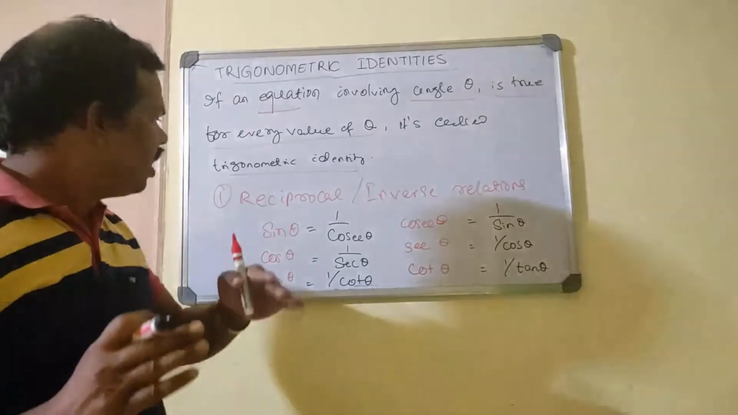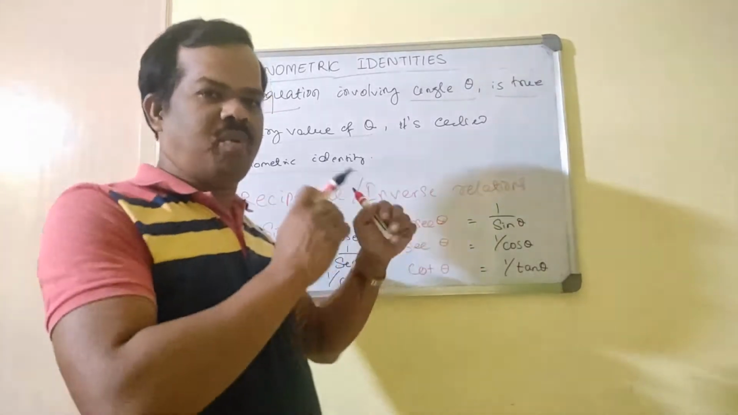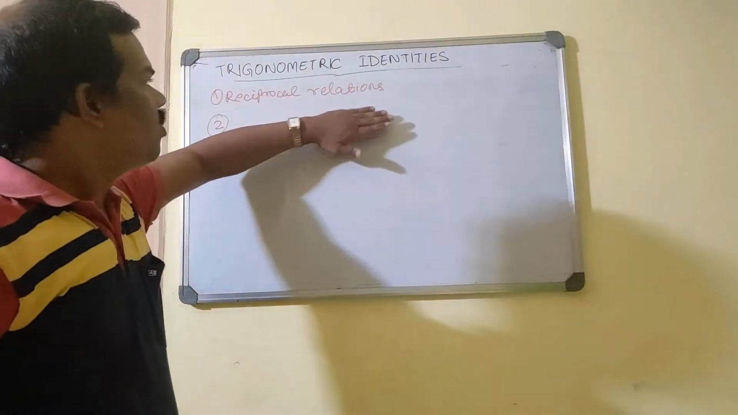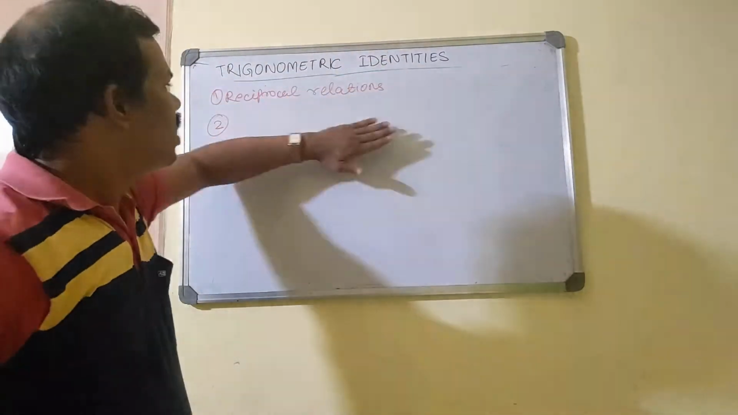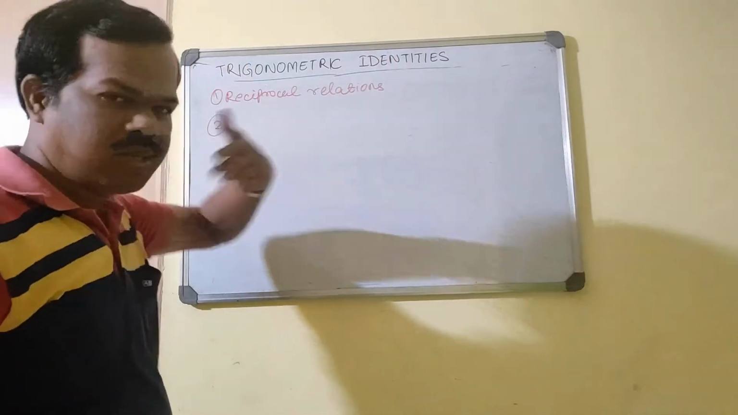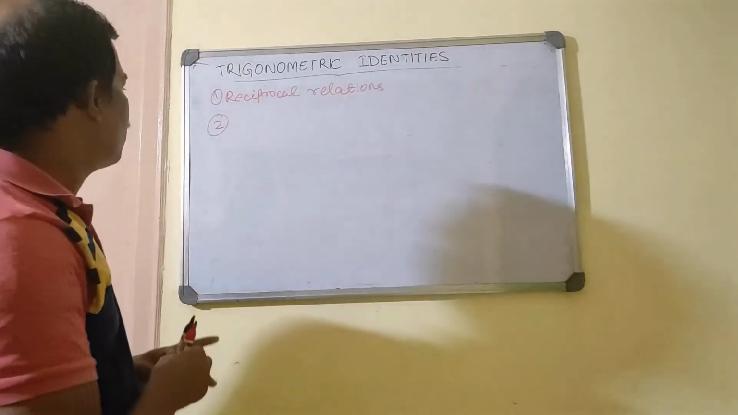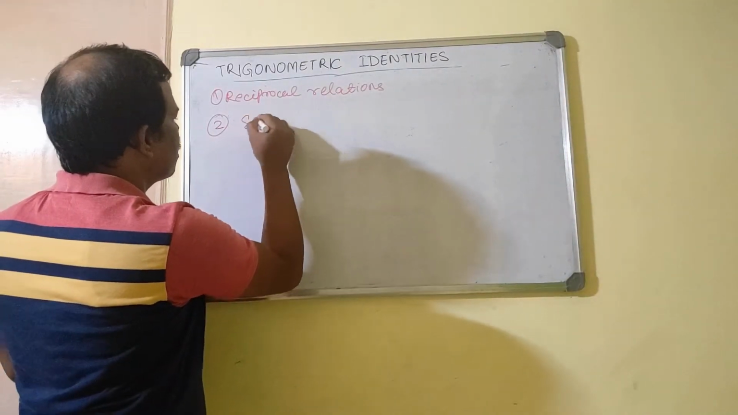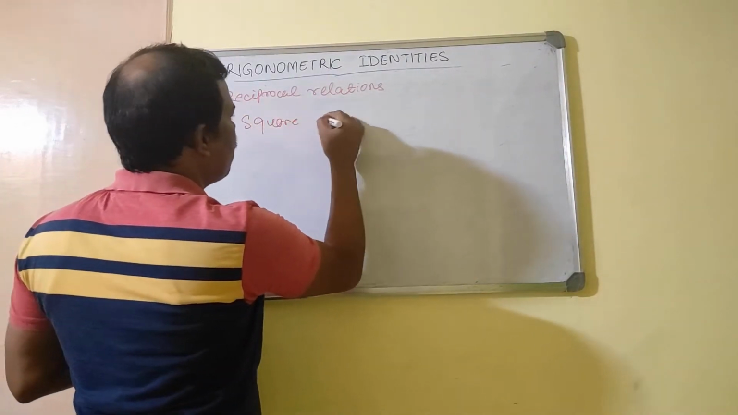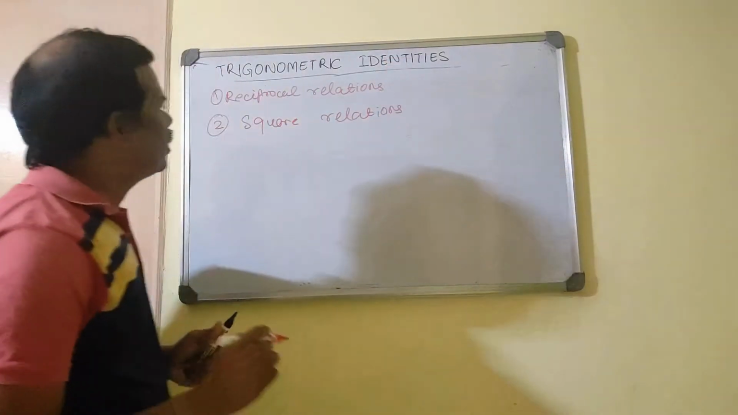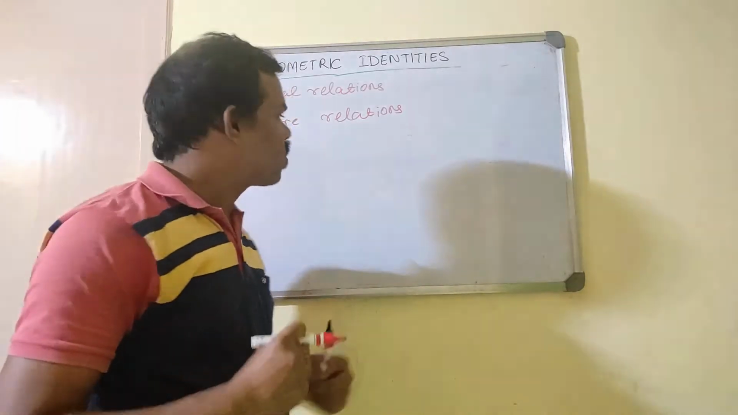Okay. Let's go to the other type of trigonometric identities. One type of trigonometric identities we have already studied, that is the reciprocal relations. We will go to the next type of identities. So what is that? Let's see, it's square relations. We'll study what these square relationships are.